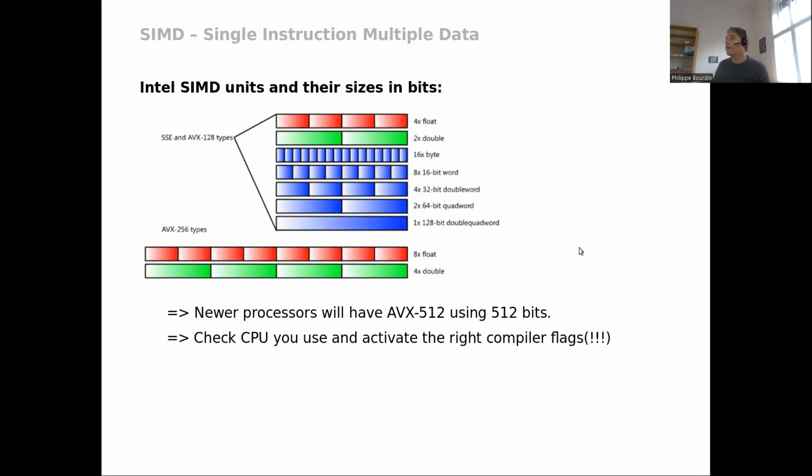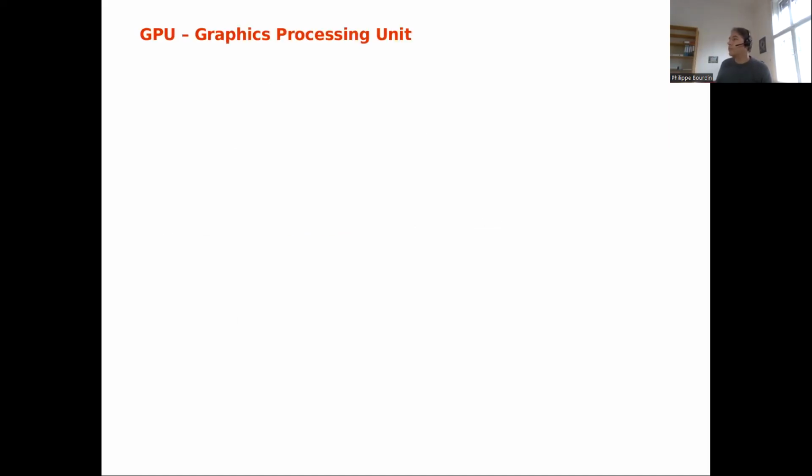So that makes calculation very fast if you have a large array and want to perform the same instruction on it, like multiplication or whatever. Okay, are there any questions up to here? If not, then I will quickly explain what is a GPU, so a graphics processing unit.